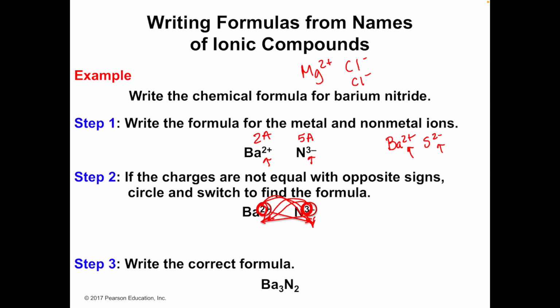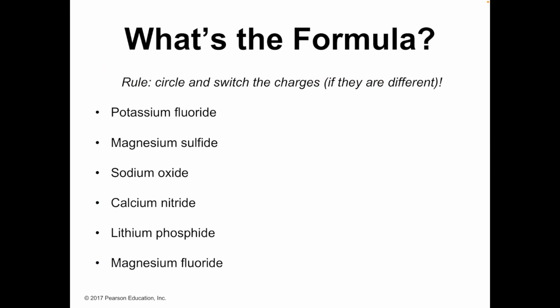And we can prove that it cancels out because if we have 3 bariums plus 2 nitrogens, we need that to equal 0. Well, 3 bariums, each barium was a 2+, and we have 2 nitrogens, and each one was a 3-. So we're getting 6+ plus 6- gives us a 0. Okay, so that's how we know that this is the right formula. So this circle and switch will help you out a lot when we're trying to figure out how to make our compounds neutral. Let's try some more.